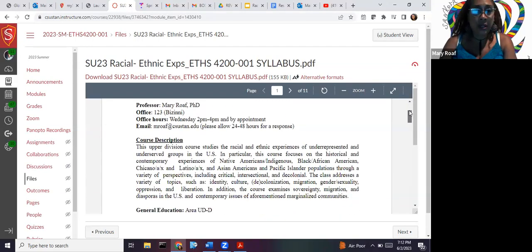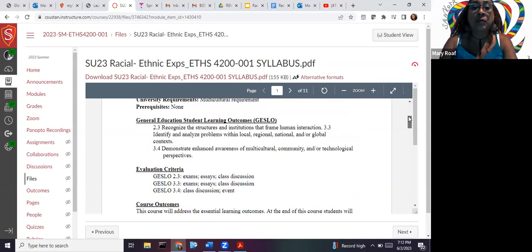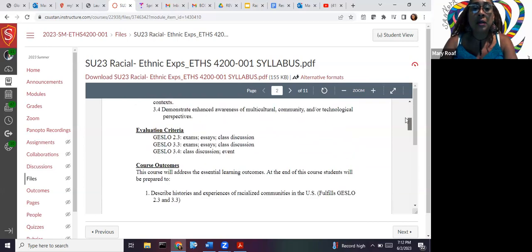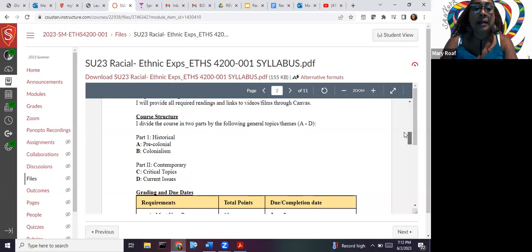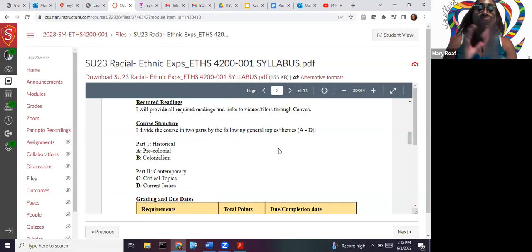Additionally, the course description, again, you can read over this in your own time. The course description is also provided on the homepage of our Canvas course shell. It is divided into 4 parts, and that's very important. Really, well, 4 sections in 2 parts. So part 1 is historical, made up of the pre-colonial and the colonialism sections. And then part 2 is contemporary, made up of the critical topics and current issues section.